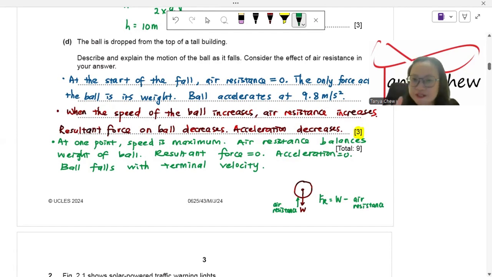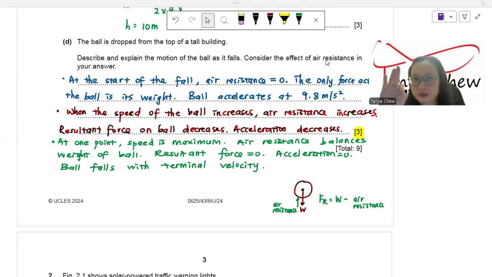So since the weight needs to minus something, therefore the resultant force is decreasing. What happens when the resultant force is decreasing? The acceleration of the ball will also decrease. Because the resultant force on the ball is decreasing, therefore the acceleration will have to decrease. F equals ma. F is directly proportional to a. a means acceleration. So that is the second stage.